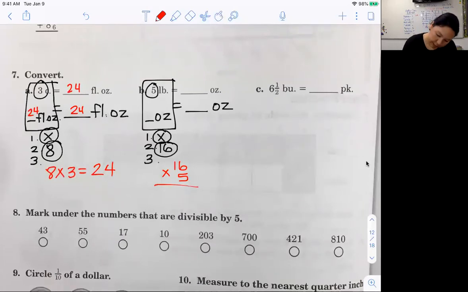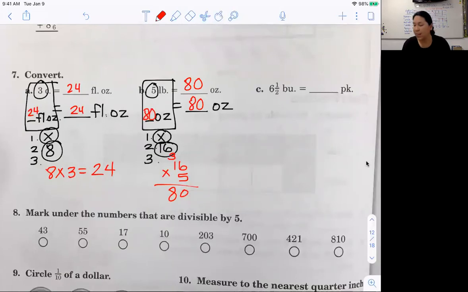5 times 6 is 30, carry my 3. 5 times 1 is 5 plus 3 is 8, so 80. So 5 pounds is the same as 80 ounces. Good job, friends. Ooh, are you ready for our tricky one? Here we go.